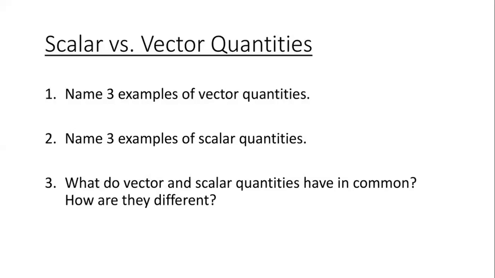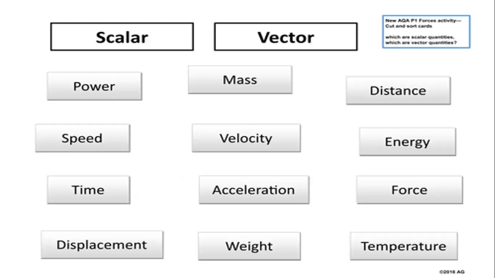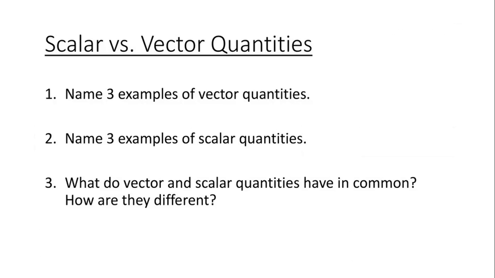Now we're at the activity section, part 2. I want you to go ahead and name 3 examples of vector quantities in addition to the ones that you did. Name 3 examples of scalar quantities. And tell me, what do vector and scalar quantities have in common? And how are they different? So pause the video right here and go ahead and complete this section of scalar versus vector quantities. When you're finished, you're going to hit play.